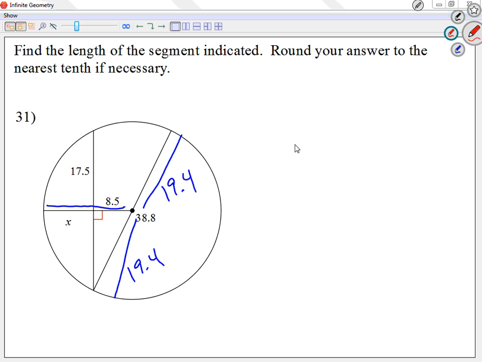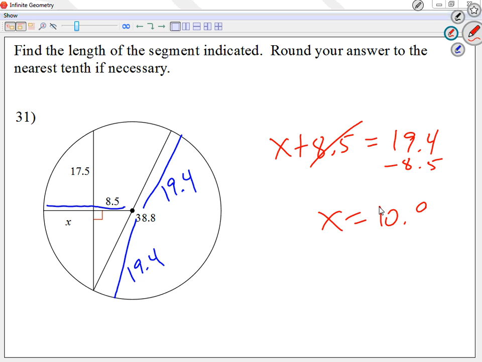So the way I'm going to set this one up, I'm going to say x plus 8.5 is equal to 19.4. Because notice how x plus 8.5, it's a radius. And I know the radius is 19.4. So that's why I said x plus 8.5 is 19.4. Then just to finish it, subtract 8.5 on this side. So this is 10.9.